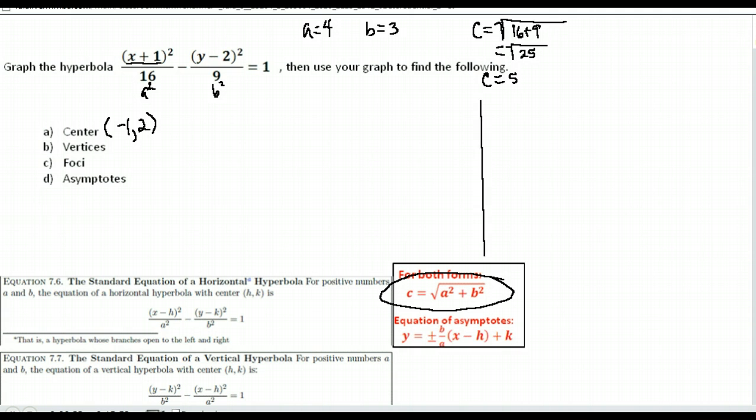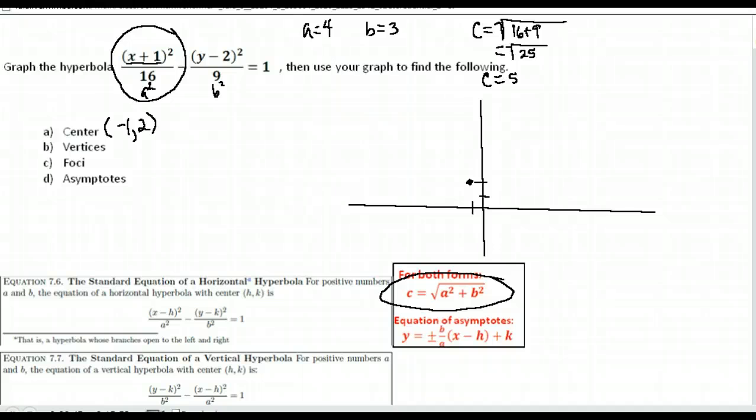So let's start a graph here. Okay, so our center right there at -1, 2. Since x, notice this x is the first portion of our hyperbola, this tells us this is going to be horizontal. Okay, so let's do those x values first. We're going to go 4 to the right and 4 to the left of the center to put our vertices.